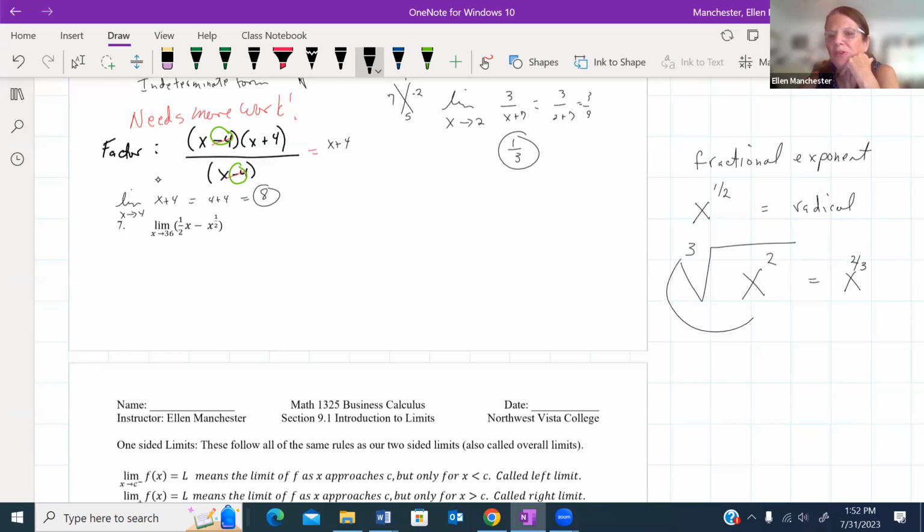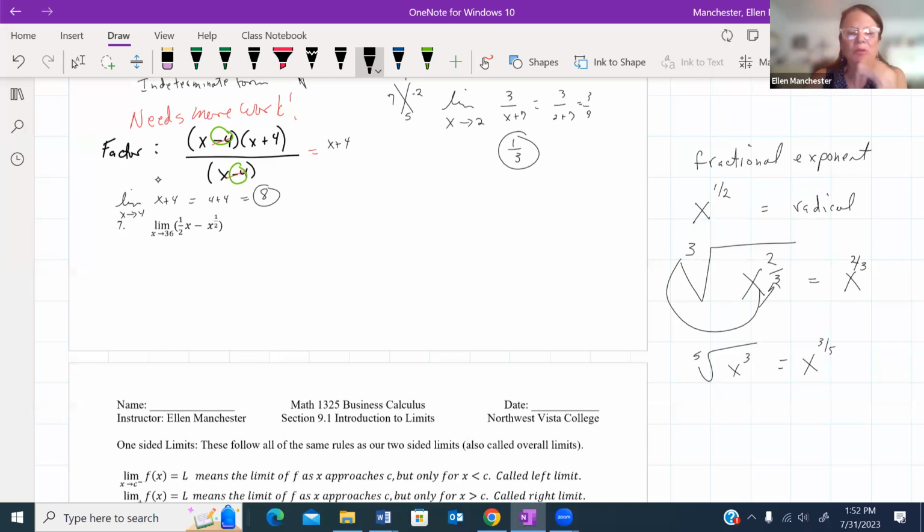I've seen some people just bring the index to underneath. So if you had the 5th root of x cubed, this would be x to the 3/5. That's what that means. You want to be able to go back and forth between a fractional exponent and a radical, and back to a fractional exponent. Okay, so that's what we have here.